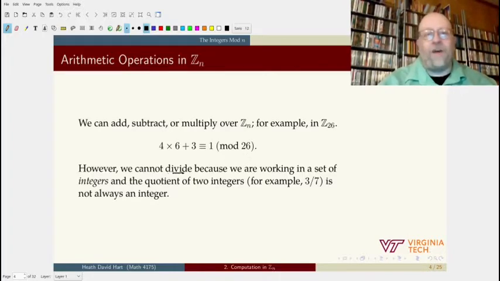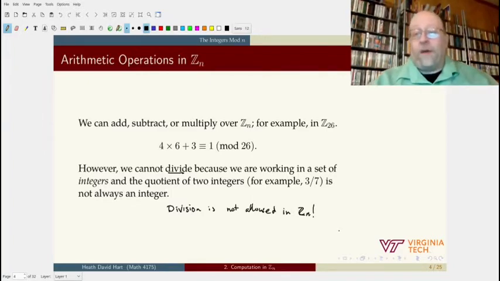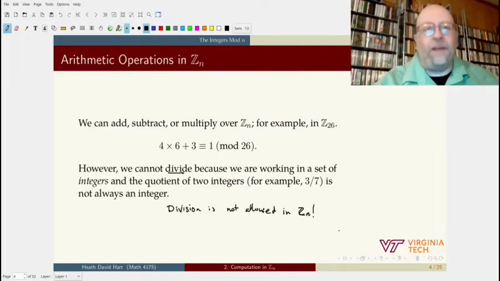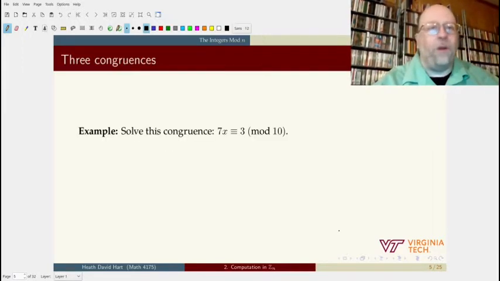But we cannot divide in Z mod N because we're working in a set of integers, and the quotient of two integers, like 3 over 7, may not be an integer. And so division is not allowed in Z mod N. So we'll have to talk about how do we compensate for not being able to divide in this system. And we'll talk about that in a moment.